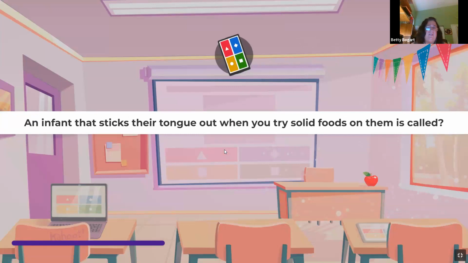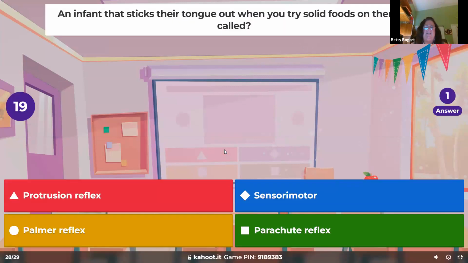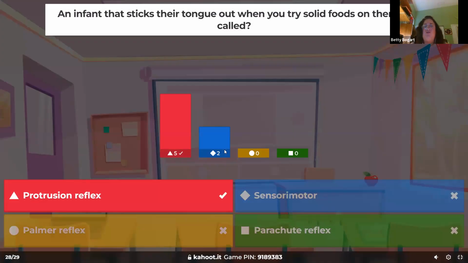An infant that sticks their tongue out when you try solid foods, this is called what? They just, nah, nah. They don't know how to take it in because they're used to just sucking, right? What reflex is that called? And it's protrusion. That's when the tongue comes out like that.